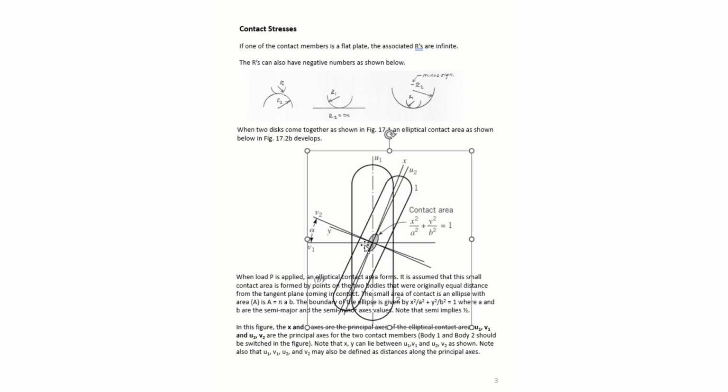We can write the equation of this contact ellipse as x squared over a squared plus y squared over b squared equals 1, where a and b here are the semi-major and semi-minor axes of the ellipse. And we will use this equation later on in the development of the expressions for the stress. The angle alpha here is the angle between the two contacting bodies.